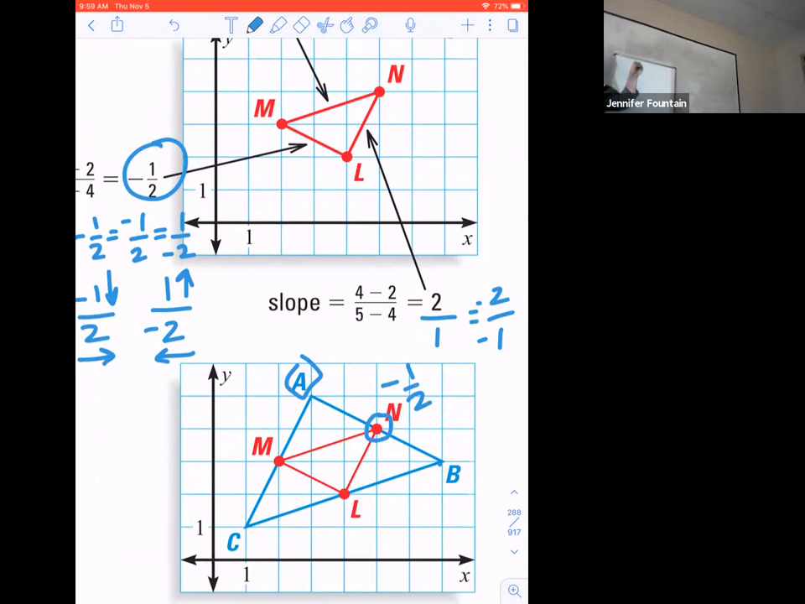Because remember, we just talked about parallel lines have the same slope. So if this line over here is going to be parallel to the line here, they're going to have the same slope. Does that make sense? Okay, so I know that if this is my point and I'm trying to find the additional sides of, I know the slope has to match up to ML. So that's why I'm using the slope of -1/2 to plot additional points for N. Okay, so if I'm plotting additional points for L, what slope am I going to need to use?